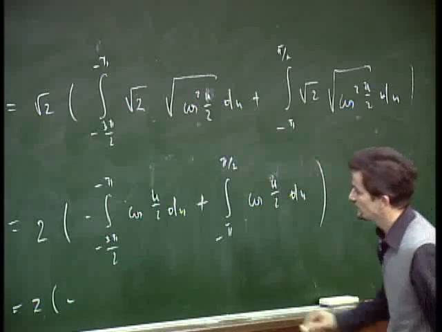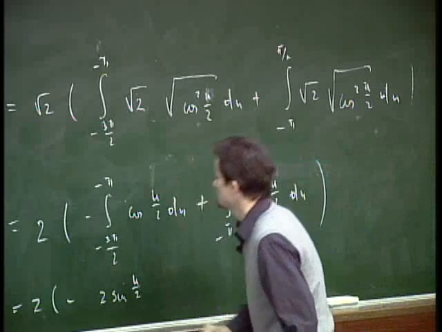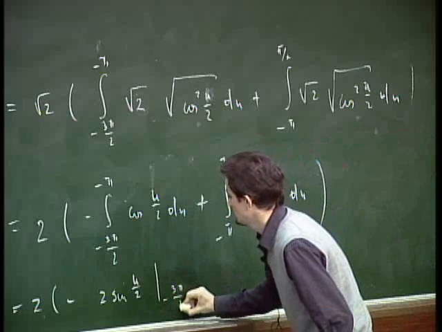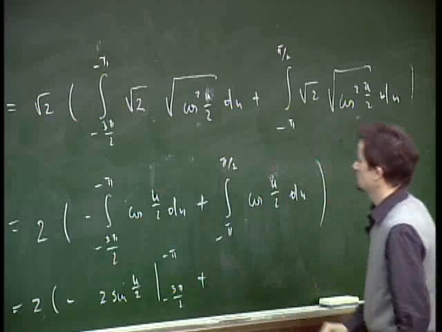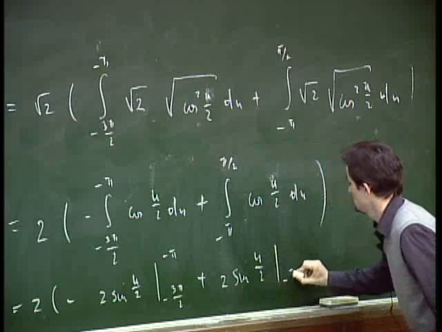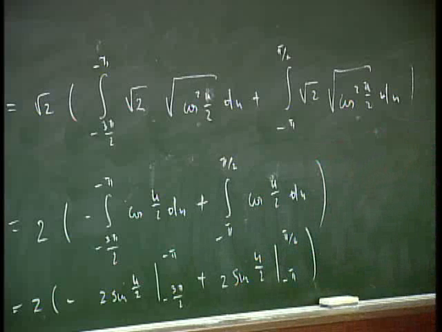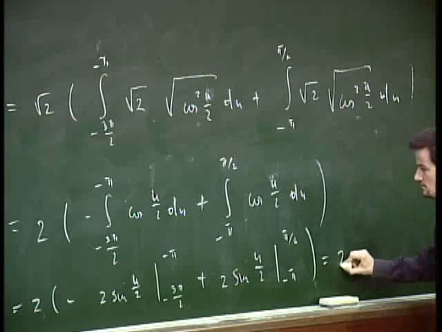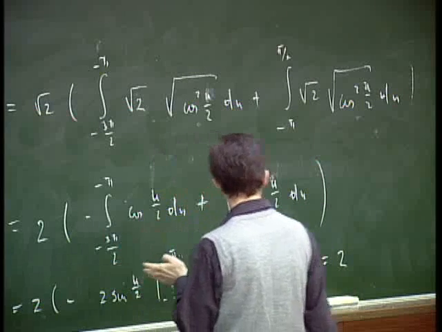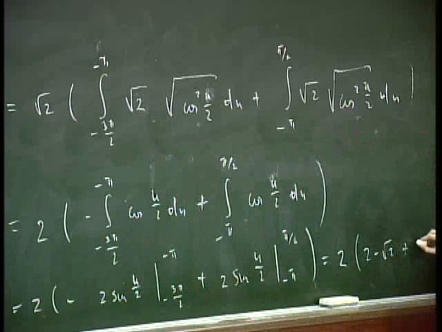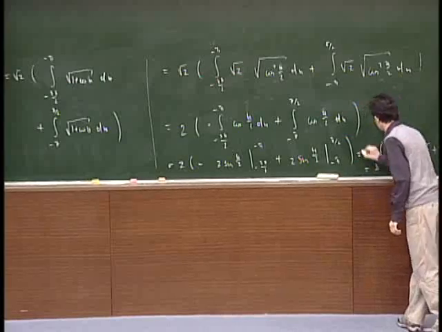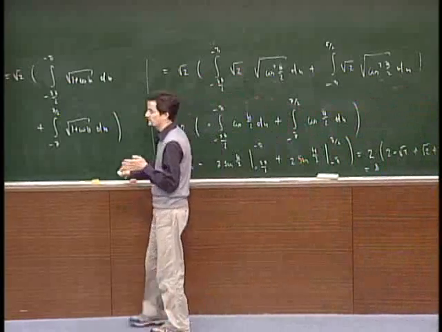But now the integral is easy to solve. An antiderivative of this function is this one, evaluated at minus 3 pi half and minus pi, plus the same antiderivative here. You see that at the upper limit this is minus 1, so everything becomes plus 1. So what we have here is 2 minus the square root of 2 plus the square root of 2 plus 2. So the answer is 8, and this should be the same as in the textbook.